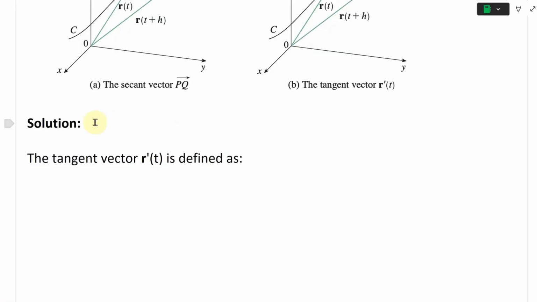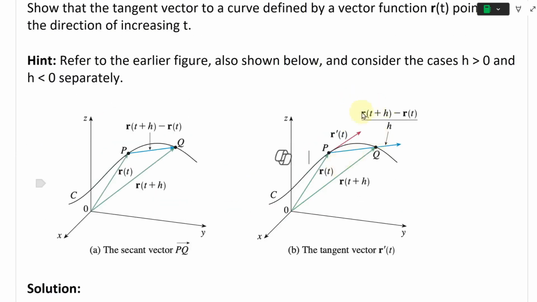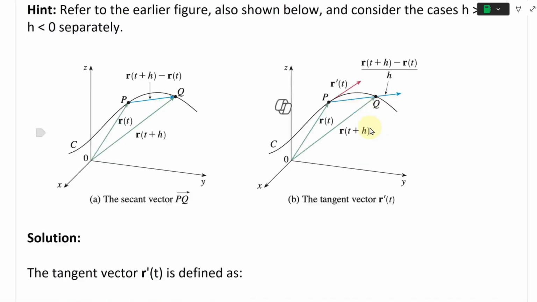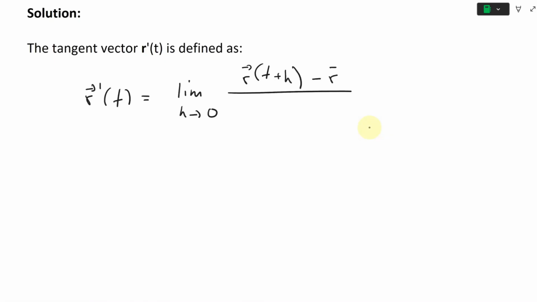So, solution. The tangent vector r prime of t is defined as the limit as h approaches 0. Let's recall the definition. This is equal to the limit as h approaches 0 of r of t plus h minus r of t, all over h. So the difference is the rise over a run, but this is like 3D with parameters.